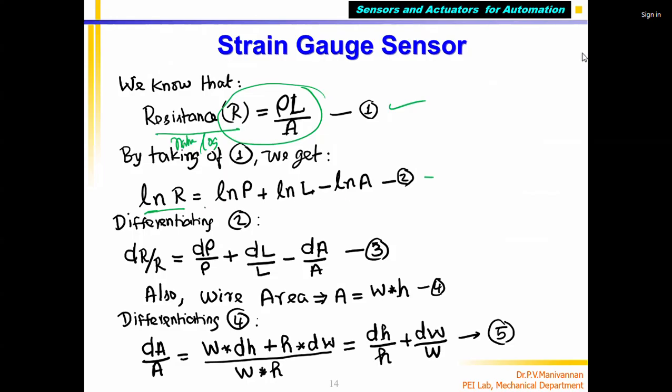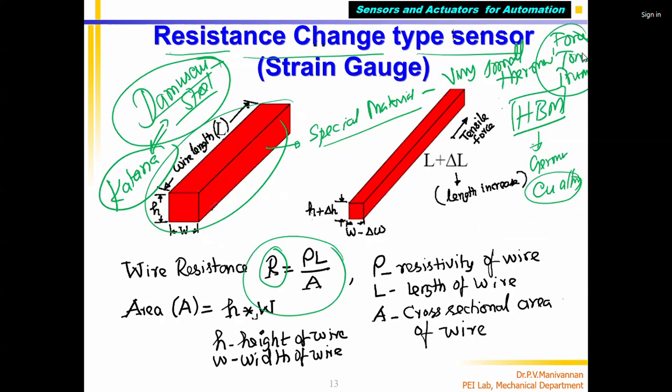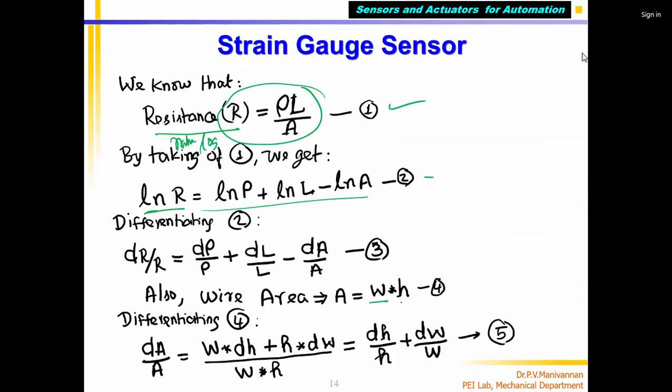Okay, so now we got the log, then you differentiate equation 2. If you do that, it becomes dR by R equal to d rho by rho plus dL by L minus dA by A. Okay, the third equation. And we know that the area of this wire, this square type wire, is nothing but width into height, W into H.